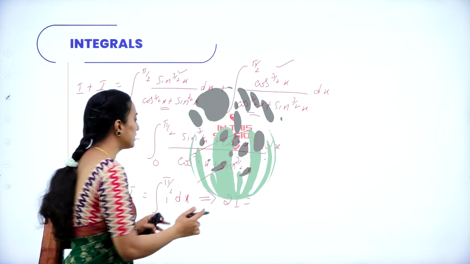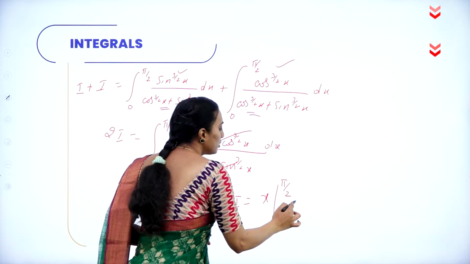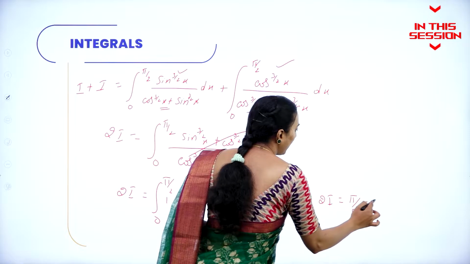Integral 1 into dx is nothing but what? x. From the limit, what you are going to apply? 0 to pi by 2. So therefore, which implies 2I is equal to pi by 2 minus 0.